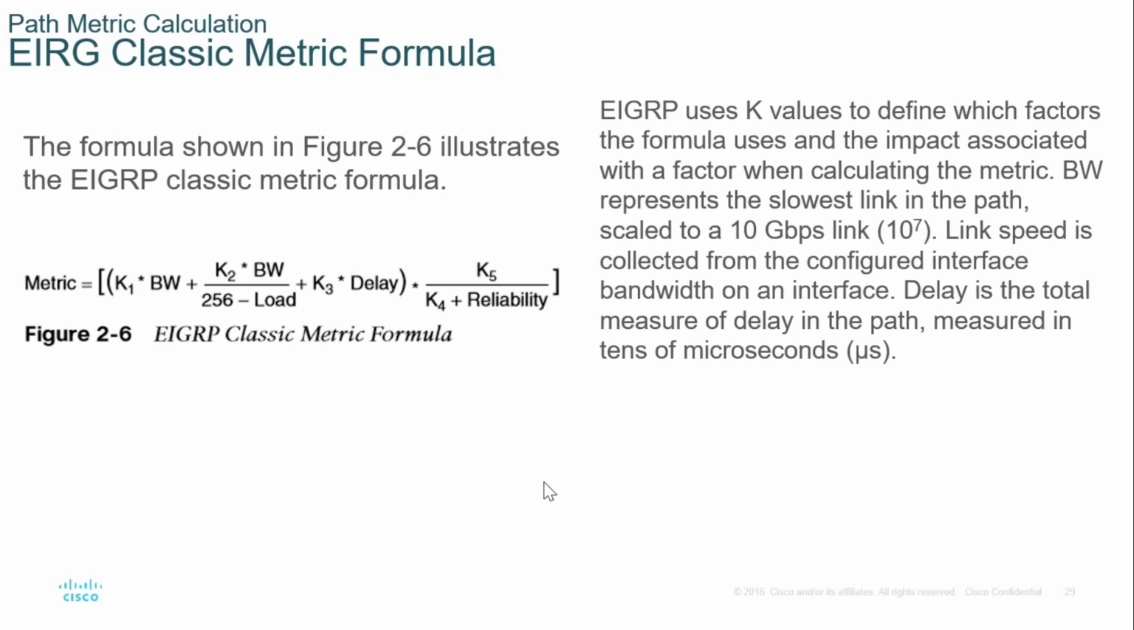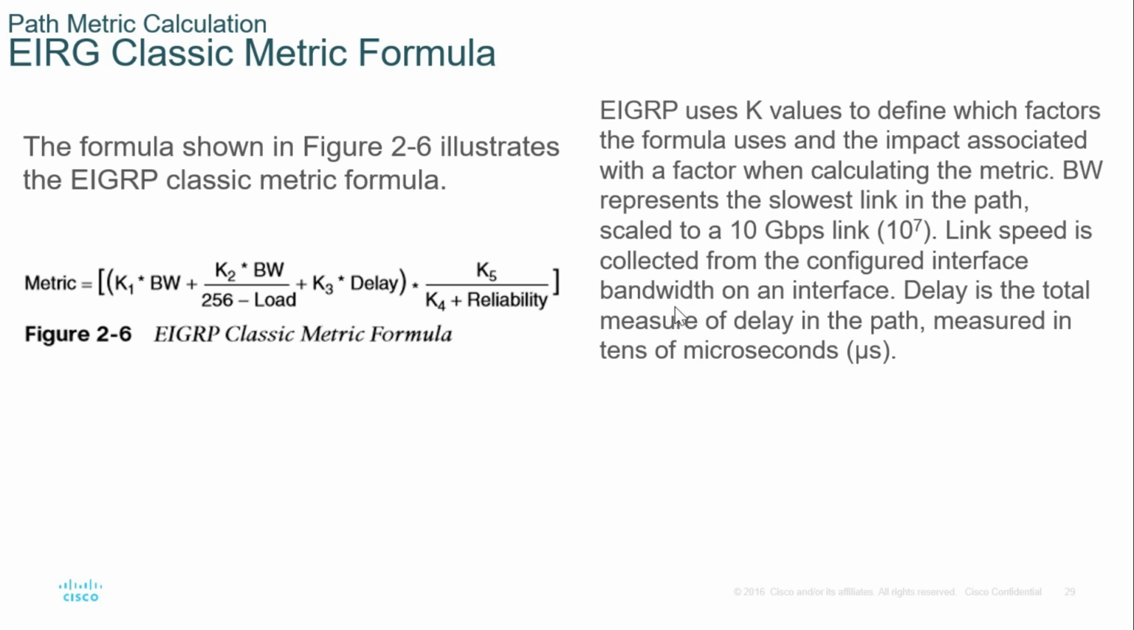If it is 1, it means we must use the value of that parameter. Say 1 means bandwidth on, delay on. The others are 0, meaning they are not used. These values have meanings. Bandwidth represents the slowest link in the path, and it is scaled to a 10 gigabits per second link. It means we look at the portion of all that, what is the slowest. Link speed is collected from the configured interface bandwidth.